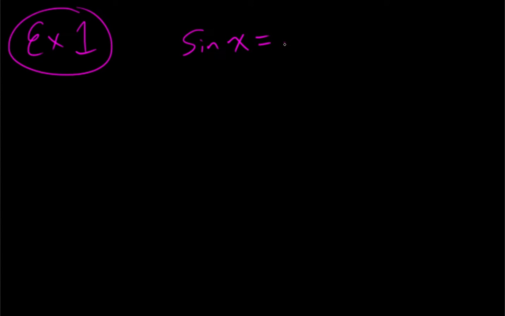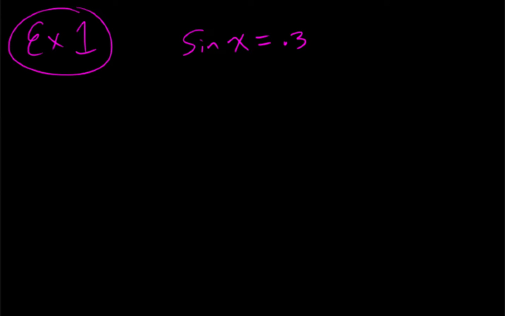About section 2.8, and we're going to start with example 1. We're asked to prove that sine of x equals 0.3 has at least one solution. What we're going to use is the intermediate value theorem. So we need to have a continuous function. We know that sine of x is continuous. There's no breaks, and it goes forever in both directions, no breaks.